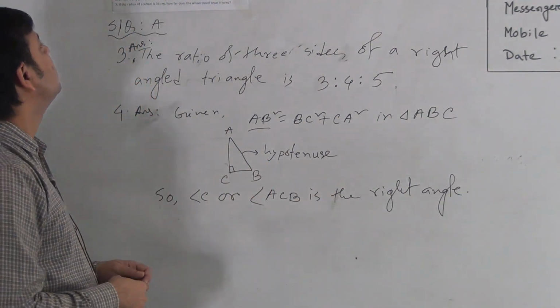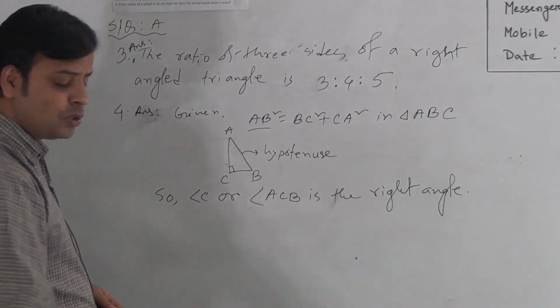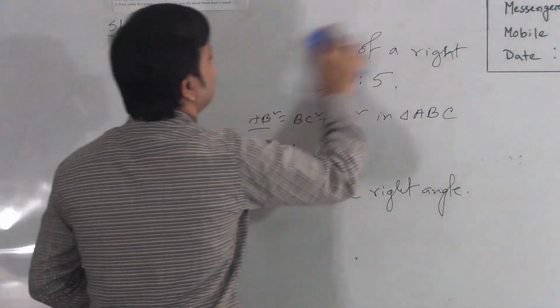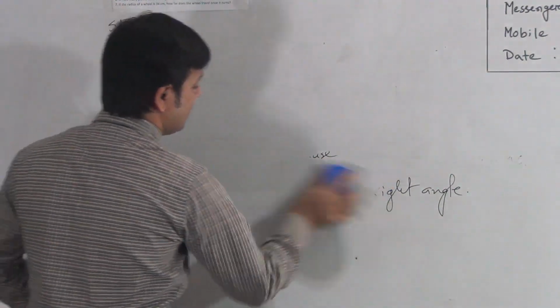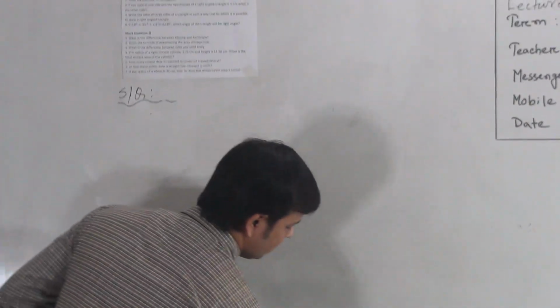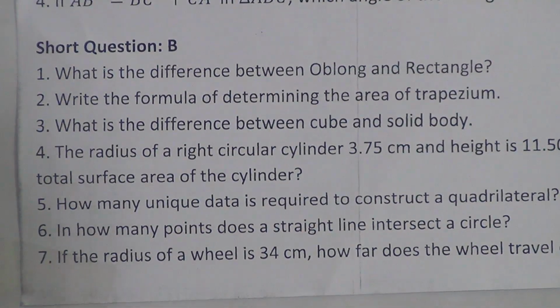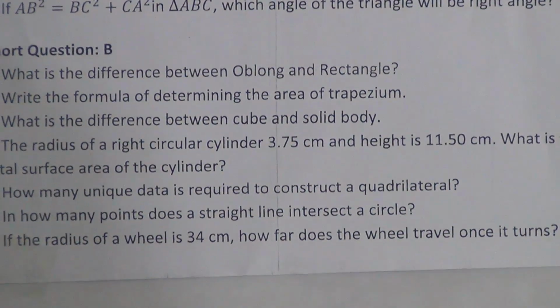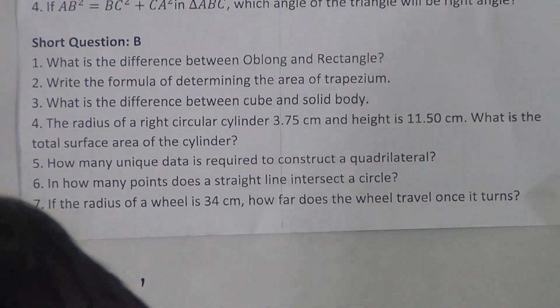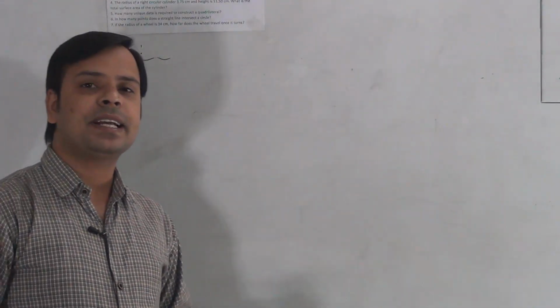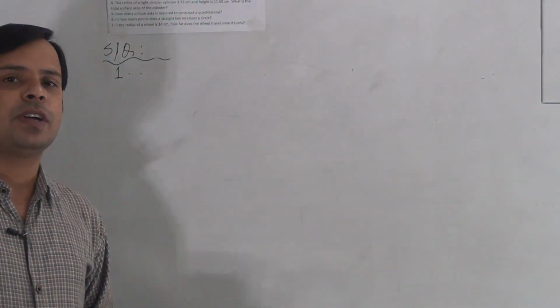Okay. Now we have to go to short question part B. 7 questions are given here. I'll show you the questions here. First question. What is the difference between oblong and rectangle? We have to say the difference between oblong and rectangle. Dear students, you know that if one angle of a parallelogram is right angle, that is known as oblong.